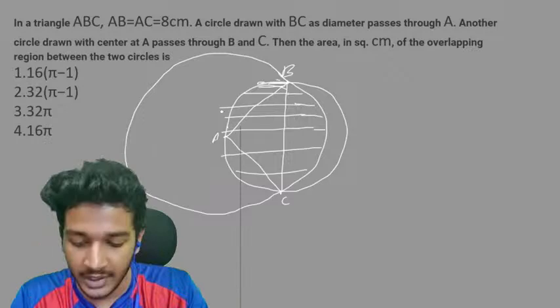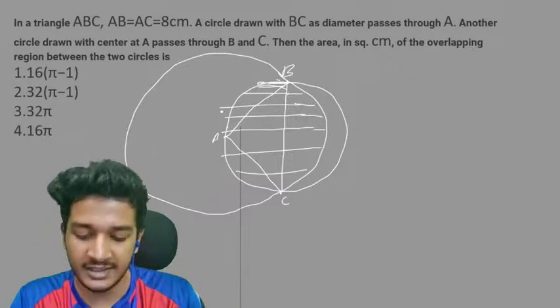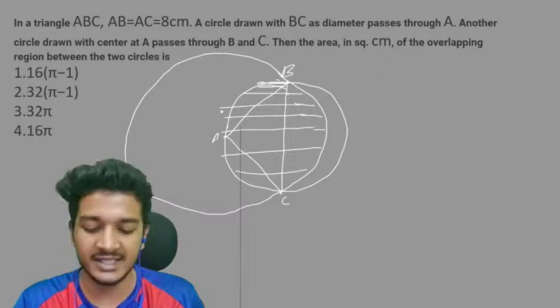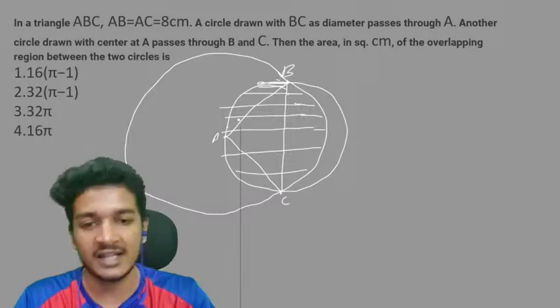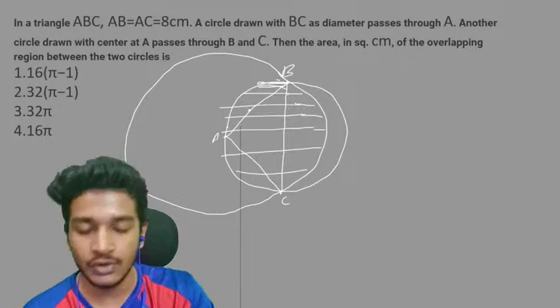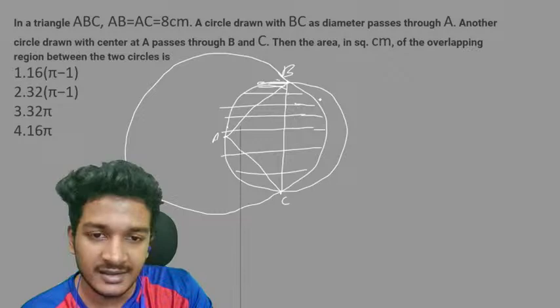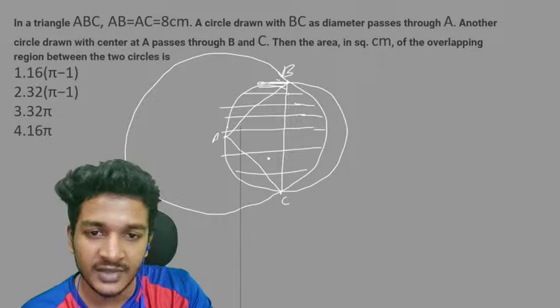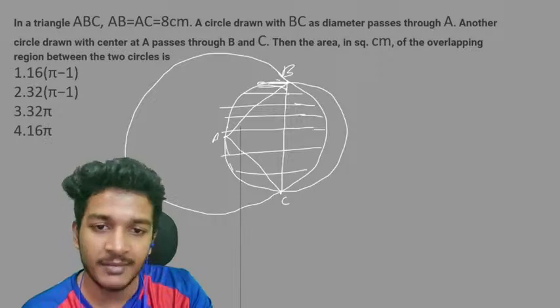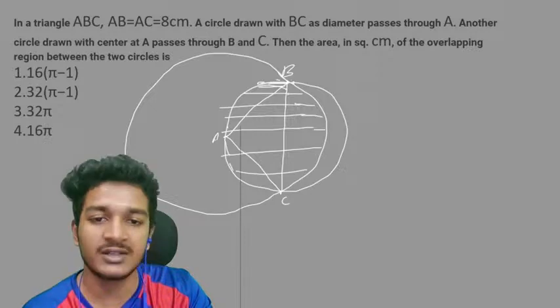Okay, Chinju says that half of first circle's area plus minus the segment created by chord BC in the second circle. Perfect answer, Chinju. Perfect. So what do I have to take? First I have to take this area, which is the half of this smaller circle. It is right because BC is the diameter and this is the half of this circle. So I have to take the area of the semicircle ABC.